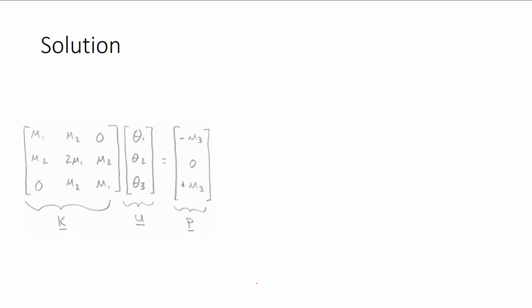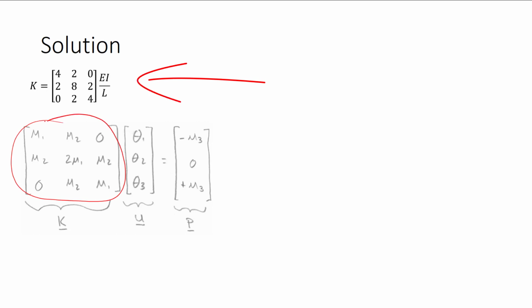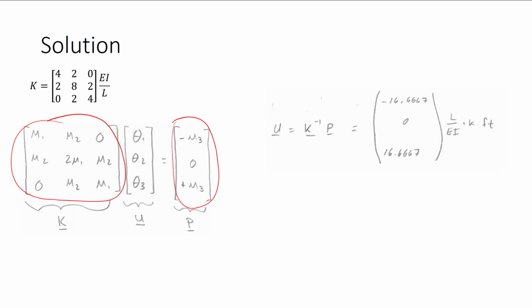Let's see how we solve this matrix problem for the unknown vector of rotations. The K, or stiffness matrix, is all known. M1 and M2 have to do with EI and L, which are known. The load vector is known. M3 we previously calculated and got numerical values for. So what's unknown is the displacement vector, U, which consists of all the nodal rotations. We know that P equals KU, so U is equal to K inverse P.